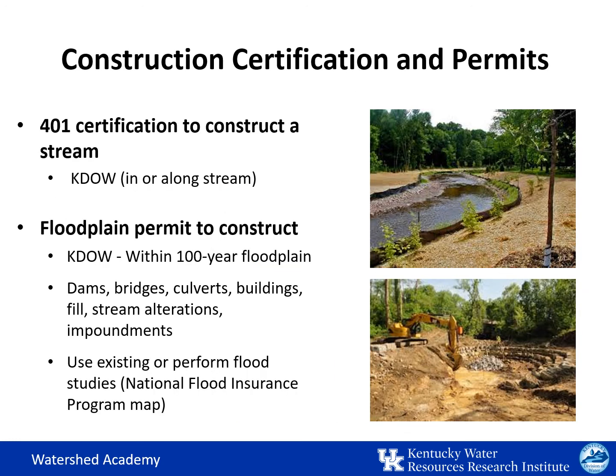Permits are also required from the Division of Water for stream construction, and that includes stream restoration work, as well as construction activity within the 100-year floodplain. The 100-year floodplain is the land that is predicted to flood during a 100-year storm. It has a 1% chance of flooding during any given year.